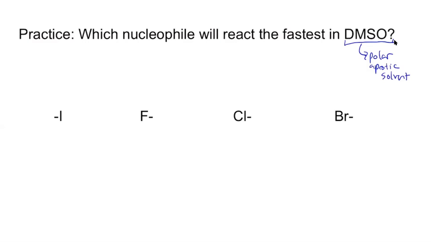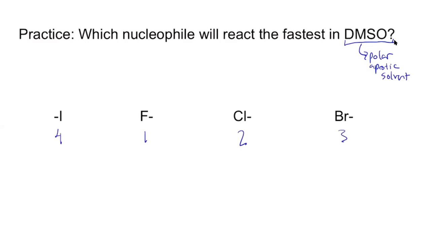So which of the 4 examples here is the smallest? F minus. Absolutely, thank you, Nestor. So we've got F minus as our very best nucleophile in this polar aprotic solution. Then we've got our Cl minus because it's the next smallest, and then our Br minus, and lastly, our I minus.